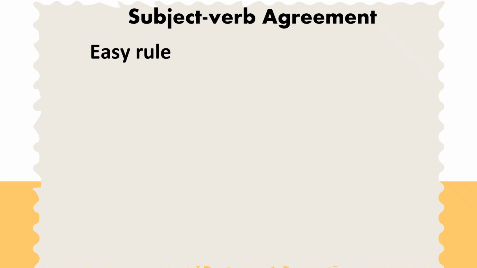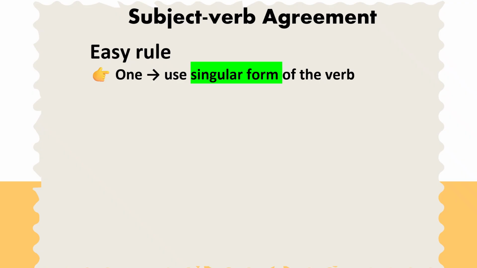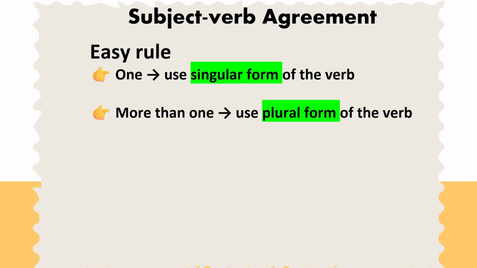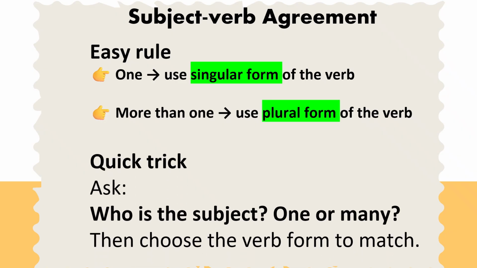Let's summarize the easy rule for subject-verb agreement. If the subject is one thing, you use the singular form of the verb. If the subject is about more than one thing or people, use the plural form of the verb. I'll give you a quick trick. You can ask, who is the subject, one or many? Then choose the verb form to match it.